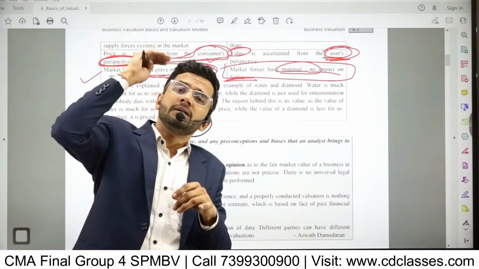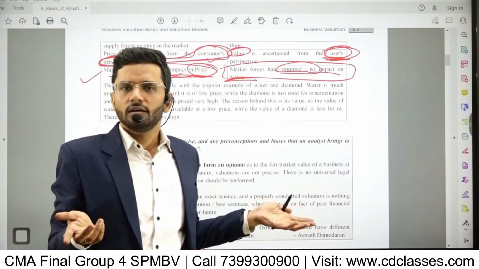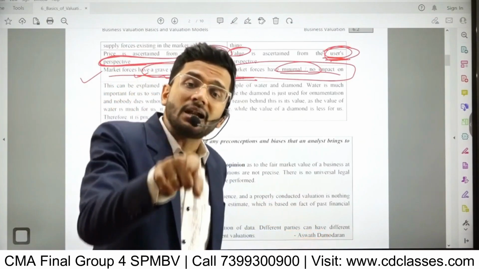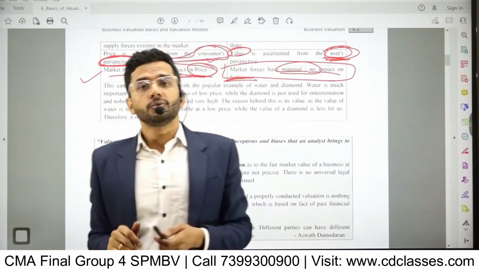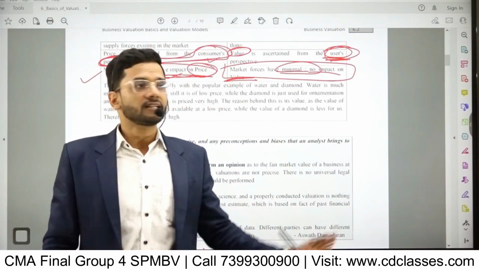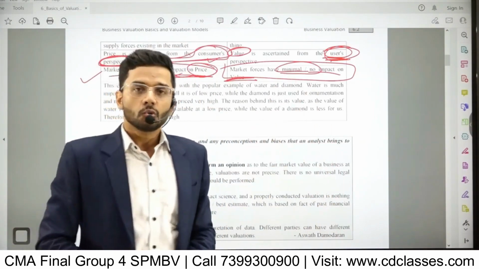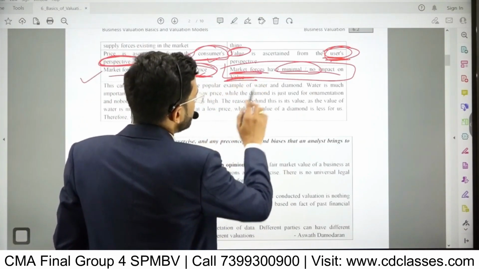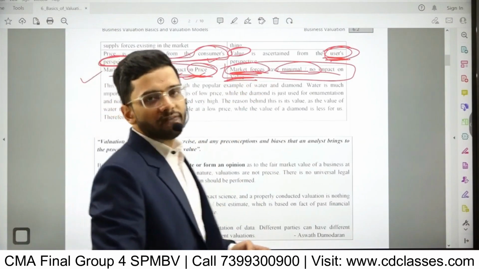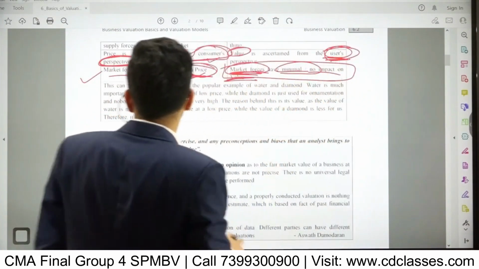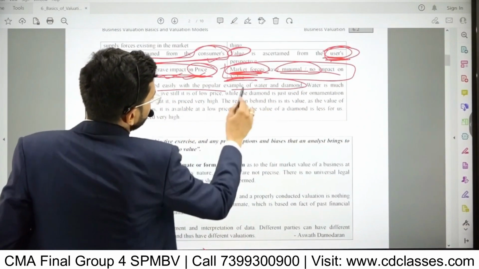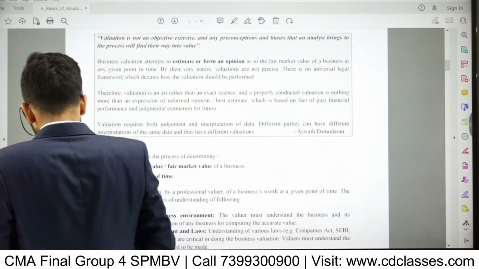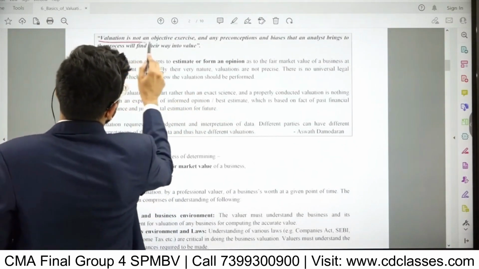If a product is demanded at a very high level, that's okay. Supply is less, demand is high, that's okay. My valuation will be ascertained only on the basis of the use that the product is going to be put to. My valuation will not be affected by demand and supply. So price is always affected by demand and supply, but valuation will never be affected by market forces. That is the differentiating factor. This can be explained by the popular example of water and diamond, and we have already studied this example, guys.